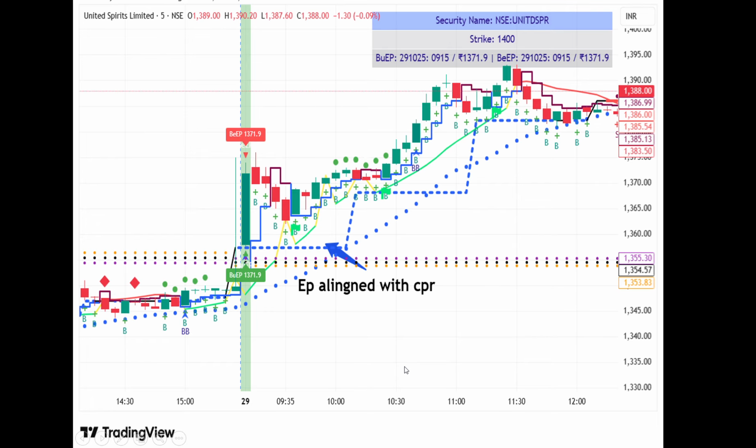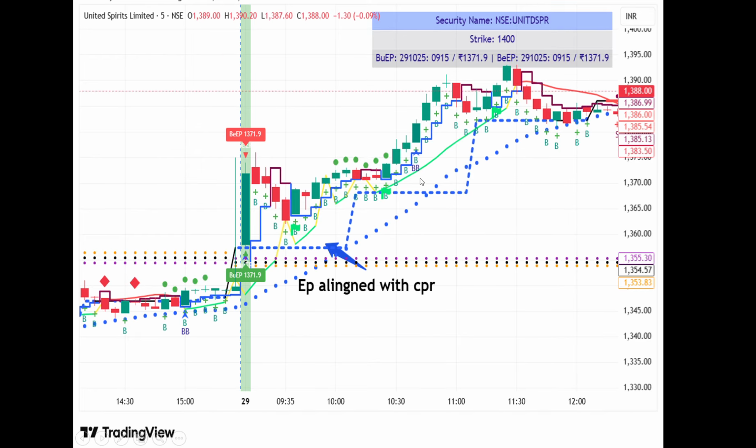Here in this example, I am showing the narrow CPR and the overlapping CPR from the previous day. The opening bell is the bullish EP, and it is showing 1371. Everything, narrow CPR, price coming back and aligning, pivot rising, and all the GANN HiLo supporting. So you could have made money. This is one example, United Spirits. That too happened yesterday, the 29th.